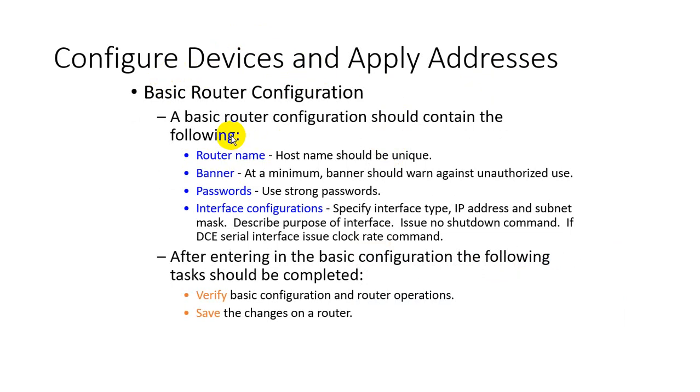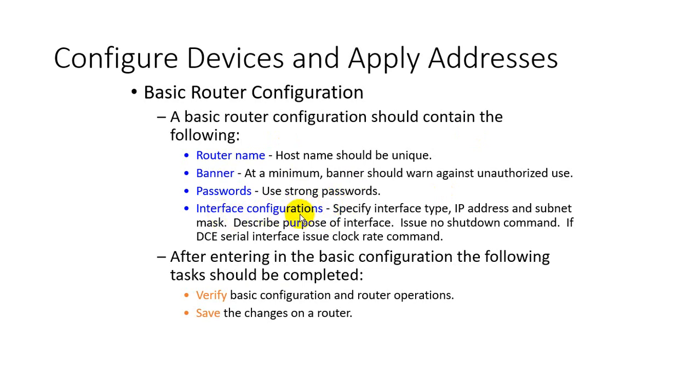Basic router configuration. A basic router configuration should contain the following. It should have a router name, a unique router name. It should at least have a banner. It should have a password. Use of a strong password is always recommended when configuring the router because it is very much needed for the purpose of security.